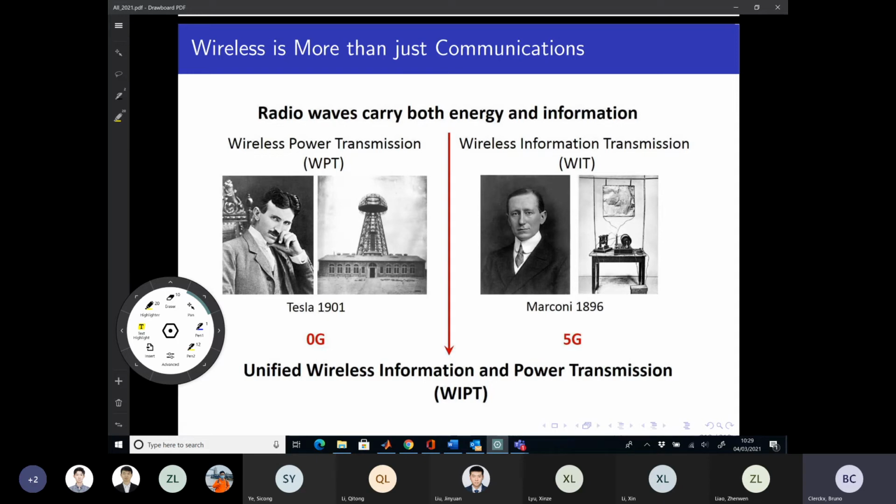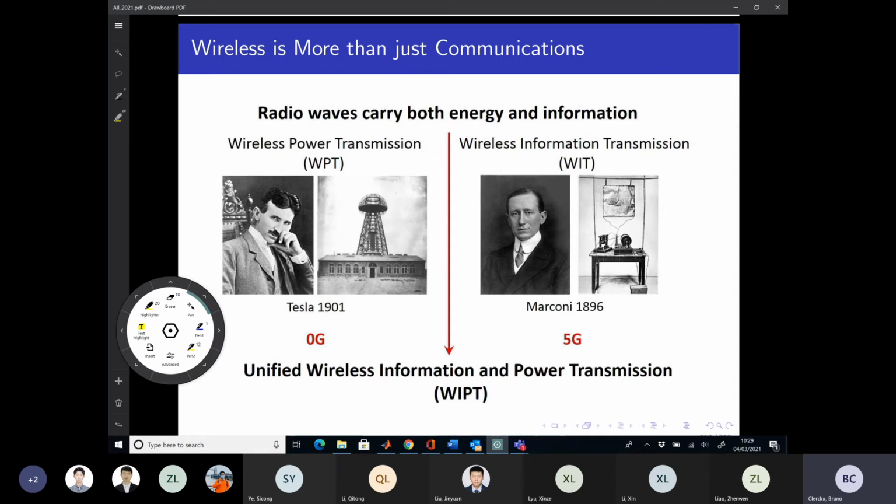What you have is inductive power transfer, which does not use radio waves, and uses a completely different physical mechanism to transmit power from one node to another node, but that works only for very small distances. This is what you have in your phone when you want to charge your phone, for instance, on a pad. Here we're talking about really radio wave transmission, using radio waves to transmit information and energy.